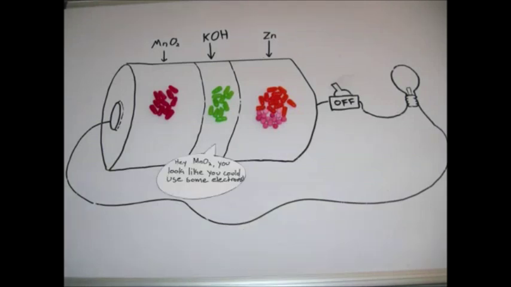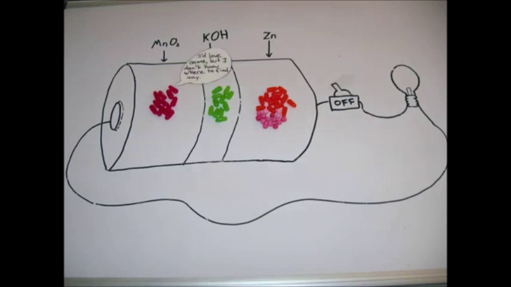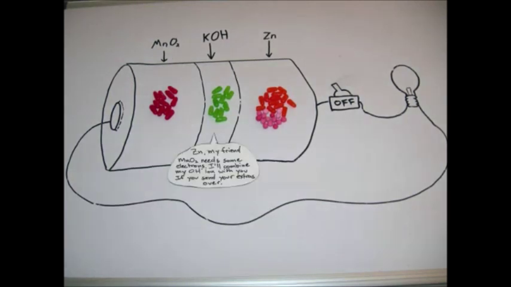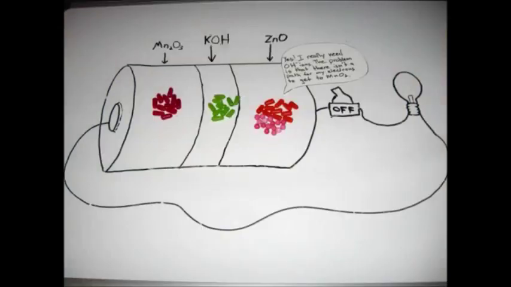Hey, manganese dioxide, you look like you could use some electrons. I'd love some, but I don't know where to find any. Don't worry. Zinc has a bunch. I'll hook you up. Zinc, my friend manganese dioxide needs some electrons. I'll combine my negative hydroxide ion with you if you send your extras over. Yes, I really need negative hydroxide ions. The problem is that there isn't a path for my electrons to get to manganese dioxide.